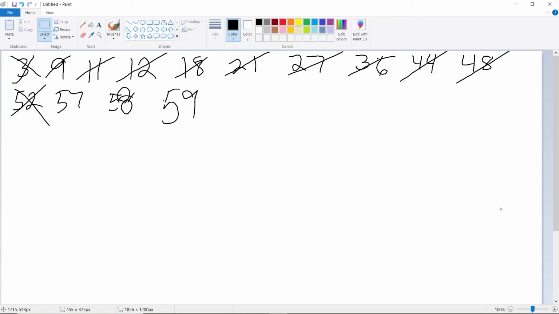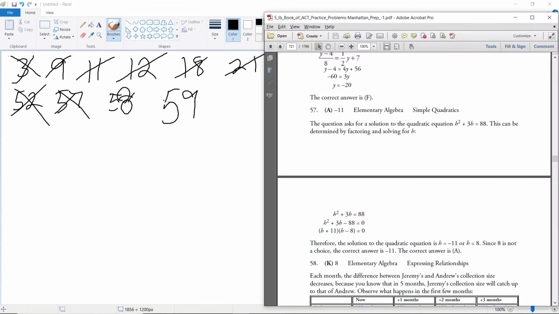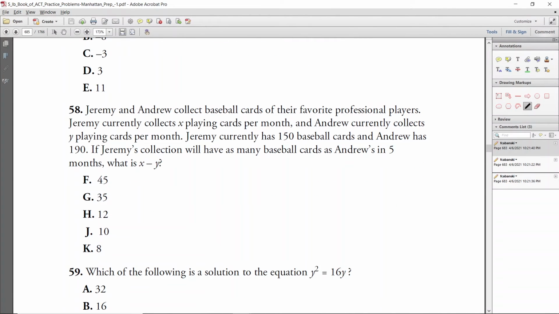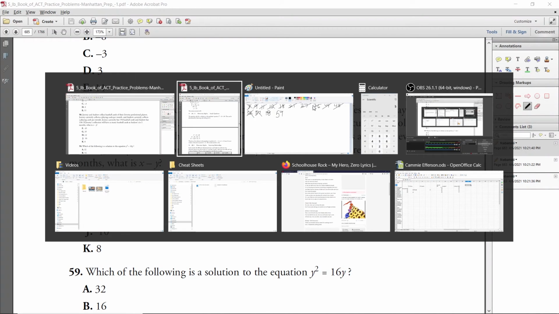Okay, we're almost to the end. That's 57. Zip, zap. Okay, 58. Jeremy and Andrew collect baseball cards of their favorite professional players. Hold on a second.